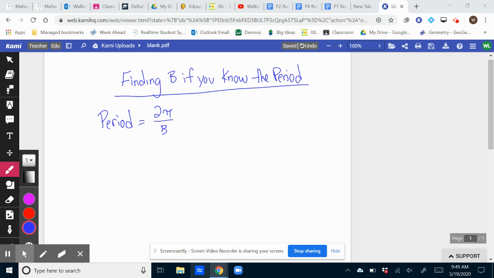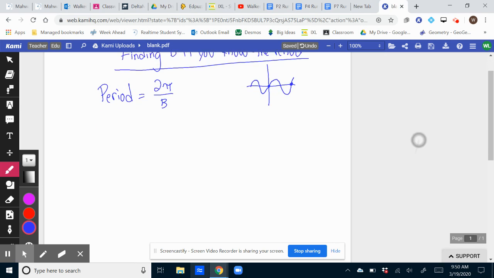All right, guys. So I wanted to make a little video here to help you find B if you know the period. So the skill you guys are working on today is determining the equation given the graph. So on a graph, you can easily figure out the period by looking at the starting point going two midlines away. But how do you get B when you know the period?